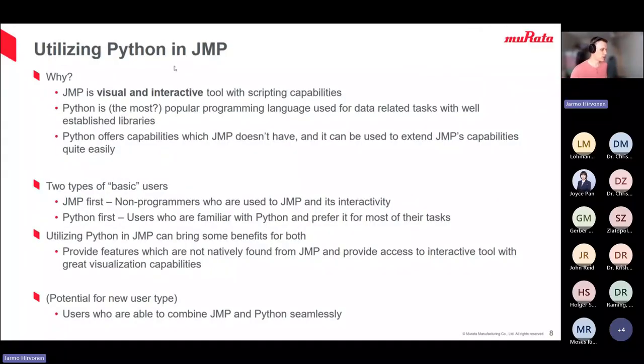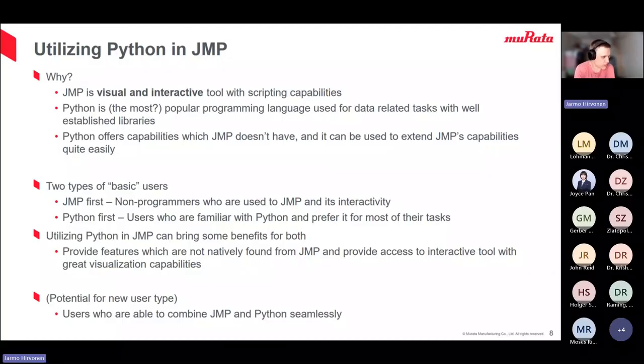Then why you should or could utilize Python in JMP. JMP is an interactive visual tool, and it has pretty good scripting capabilities. And on the other hand, Python is the most popular programming language for data-related tasks, and it has a lot of different types of libraries and algorithms. It has capabilities that JMP doesn't have, and you can quite easily use the Python integration in JMP to utilize them.